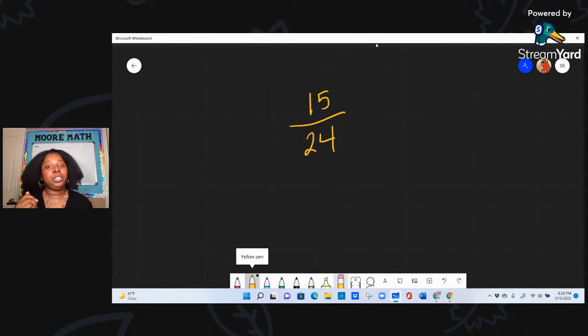All right, so we have 15/24. And we're going to simplify this. So the way we do this is to just say, okay, so I want you to tell me, Gianna, give me some numbers that when I multiply them together, I get 15. Just give me all the numbers you can think of that when I multiply them together, I get 15.